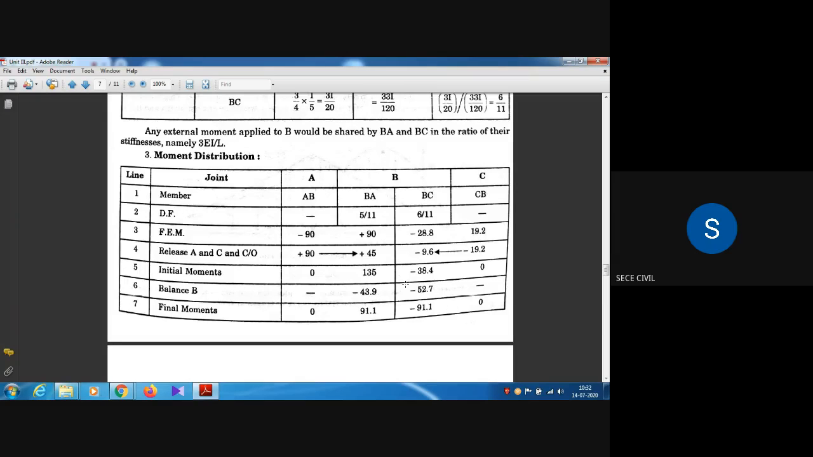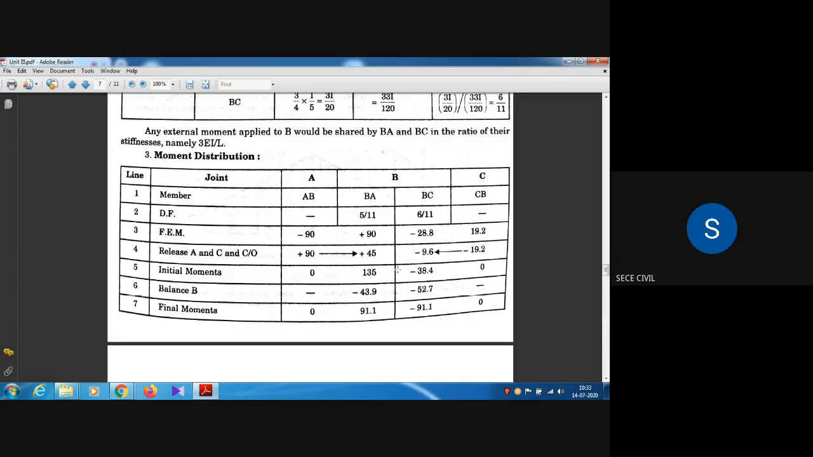Whether you are understanding or not, I'll tell once again. The moment at BA is plus 135 and the moment at BC is minus 38.4. If we add these two moments, we have to get zero. Then only that particular joint will be in equilibrium position. But in this case, we didn't get zero. Plus 135 minus 38.4, if we add these two values, we are getting plus 96.6.